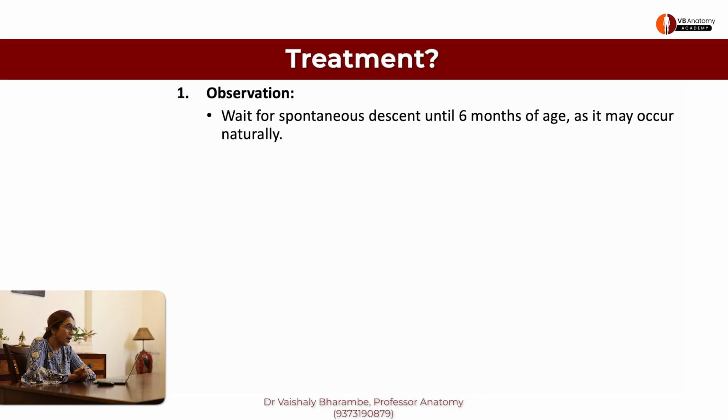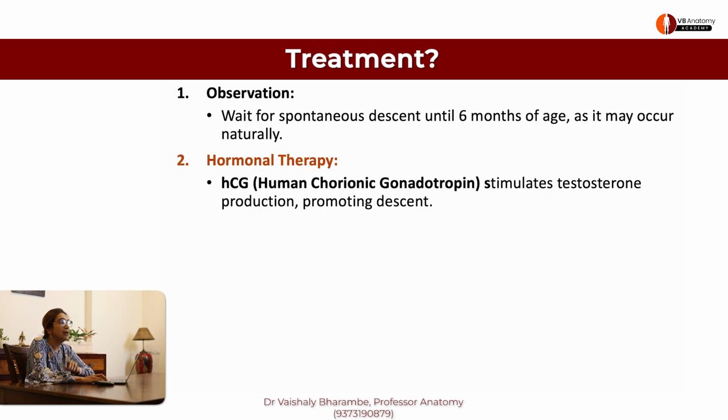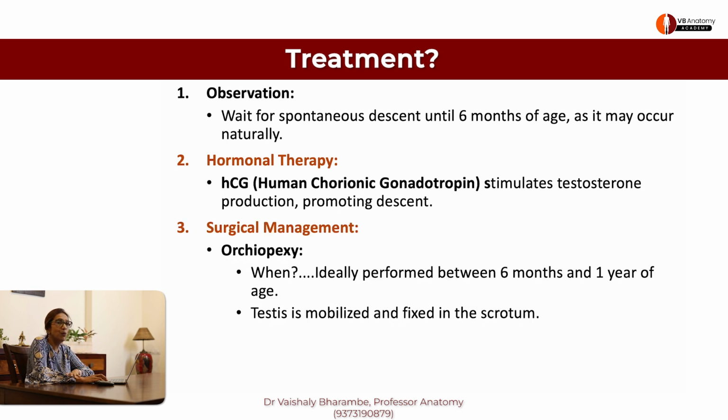So how are you going to treat this person? One is wait for spontaneous descent. Wait. Allow it to descend. Two, give hormone. Say human chorionic gonadotrophin is given. It stimulates descent. Three, perform orchiopexy. Find out where the testes is. In the 6th month to 1 year of the child's life, you find the testes, you bring it into the scrotum and you anchor it. Of course, it's not that easy.